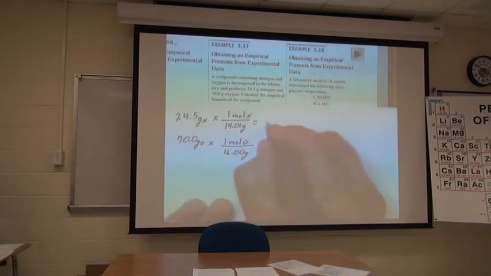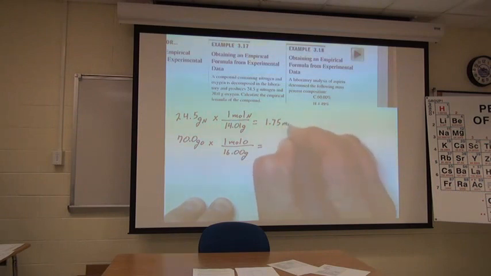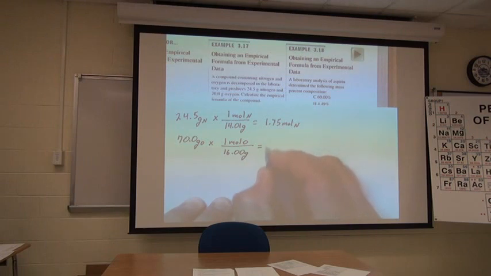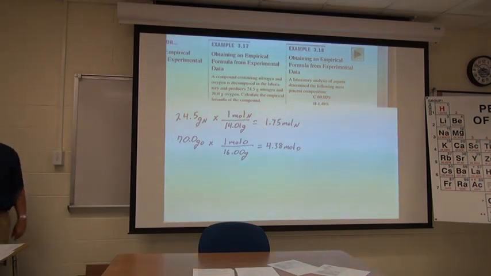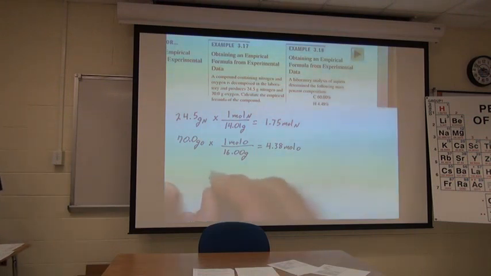And so this is going to give us 1.75 moles nitrogen. And this is going to give us 4.38 moles of oxygen. Okay, so now, how can we figure out the formula? Well, what we do, here's nitrogen and here's oxygen.